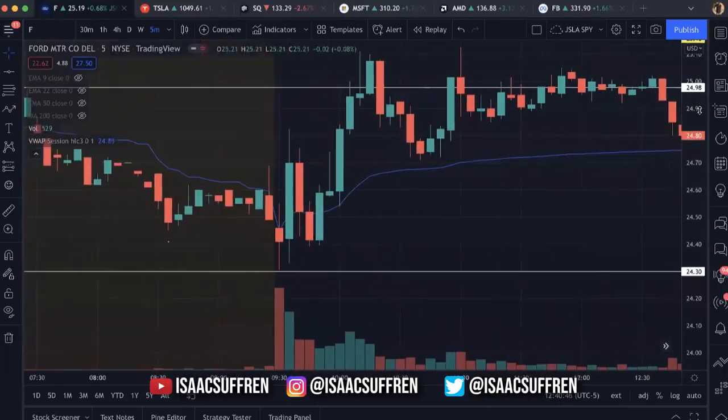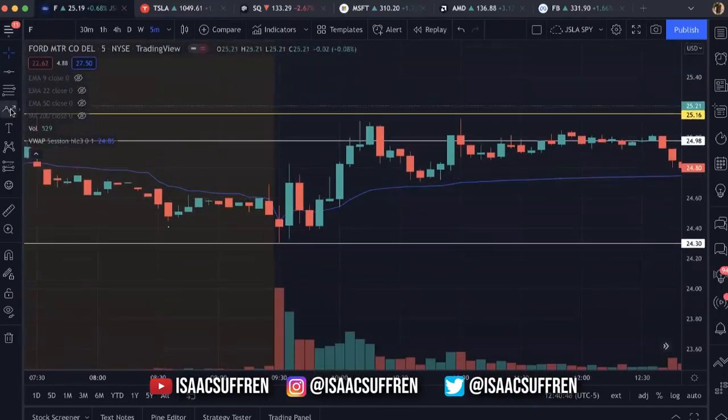So check this out, this is the play right here. We have a bounce off that level, not really a bounce, but just some price action. We're back above VWAP, we bounce off that VWAP level, and we have a move up, right? So that's a really awesome play right here, where you have some price action, you're just being patient.